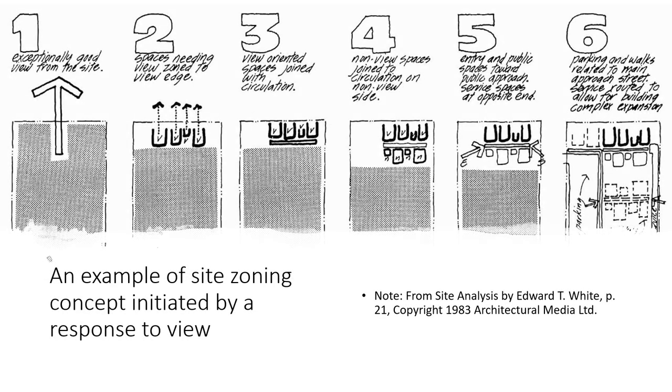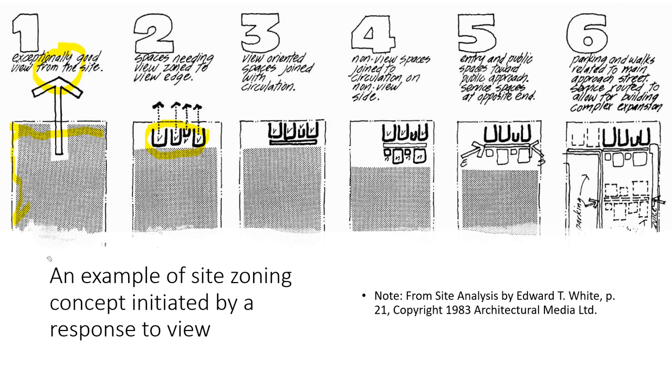So when you talk about that, why does it affect our building? This is the most basic example of what site analysis is for in terms of designing your building. This is an example of site zoning conceptualization initiated by response to view. For example, in number one, this is the site here, and it tells us that in front of the site there is a good view here. So what the designer is doing, the spaces needing views are zoned to the edge of the site. So these four areas here are the ones that require the best view.